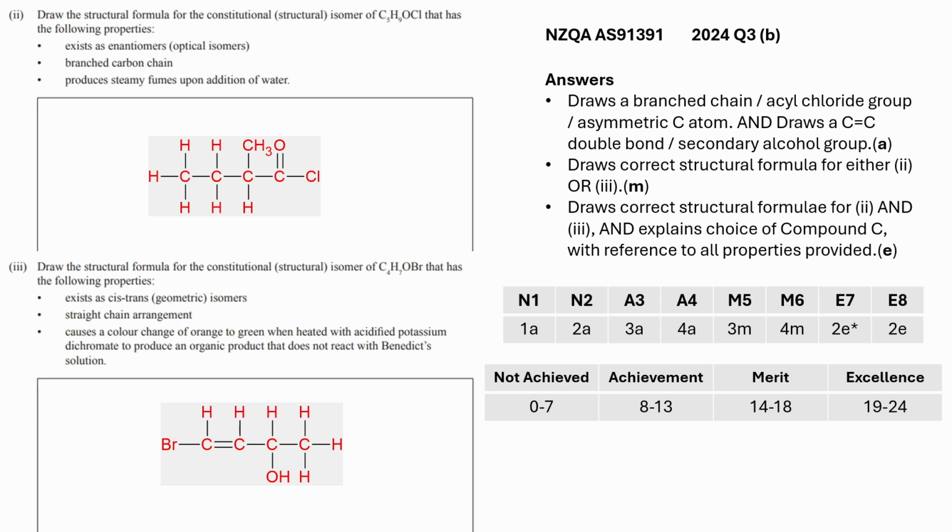So if you got 7 or less, you're not achieved. 8 to 13 achieved, and 14 to 18, it's a merit. 19 to 24 is an excellence.